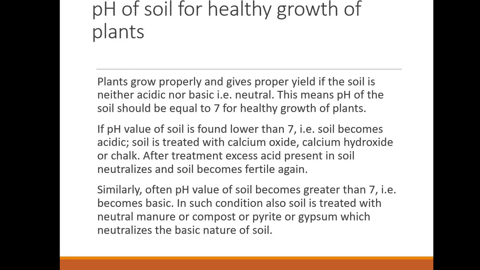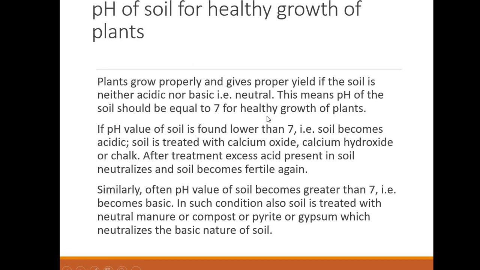Next, pH of soil for healthy growth of plants. Plants grow properly and give proper yield if the soil is neither acidic nor basic. It means we need neutral soil. So this means the pH of the soil should be equal to 7 for healthy growth of plants.